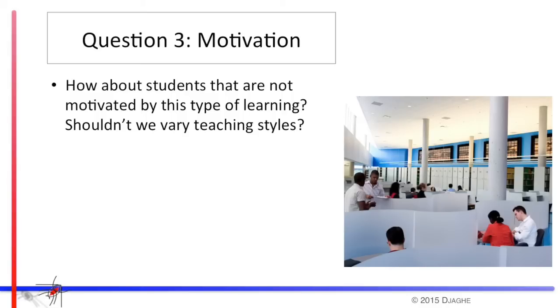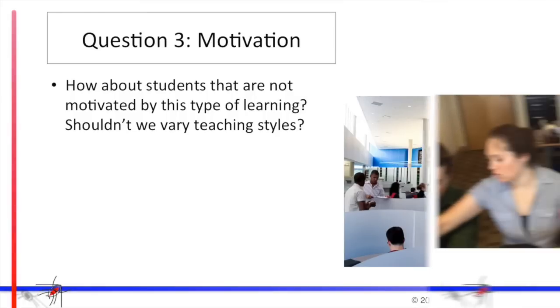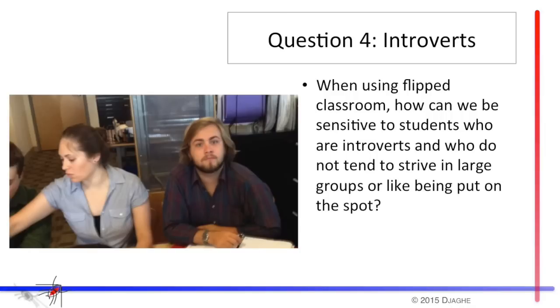Question 4 builds on the last 2 questions. When using flipped classrooms, how can we be sensitive to students who are introverts and who do not tend to thrive in large groups or when being put on the spot? I have a couple thoughts about this.